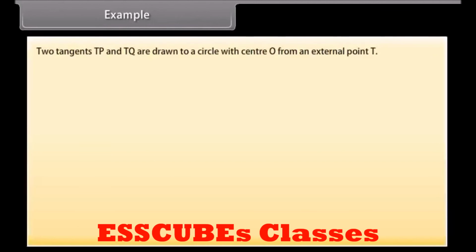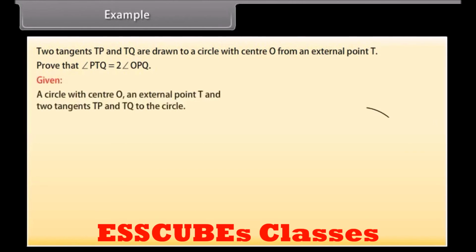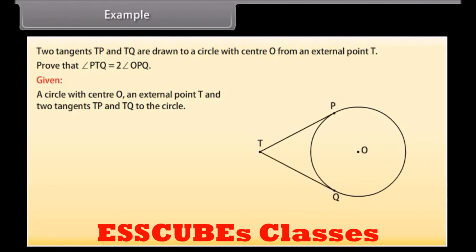Example. 2 tangents TP and TQ are drawn to a circle with center O from an external point T. Prove that angle PTQ is equal to 2 angle OPQ. We are given a circle with center O, an external point T, and two tangents TP and TQ to the circle where P and Q are the points of contact. We need to prove that angle PTQ is equal to 2 angle OPQ. Let angle PTQ be equal to theta.